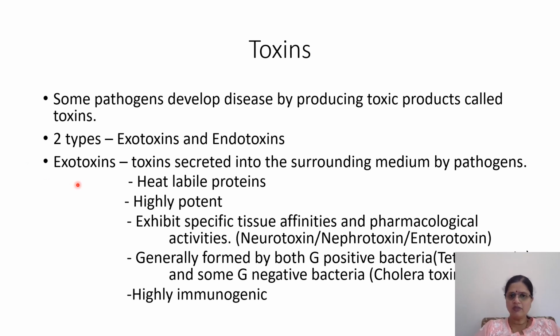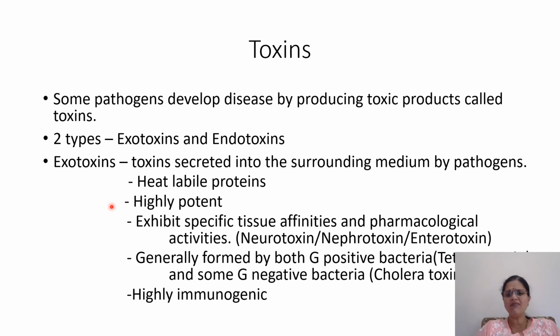Exotoxins are toxins secreted into the surrounding medium by the pathogen when it grows. When some pathogens grow, they produce the toxin and release it into the environment. So such toxins are called exotoxins. And these exotoxins are usually heat labile. That is, they will get inactivated when the temperature increases. They are heat labile and they are usually proteinaceous in nature, and they are highly potent.